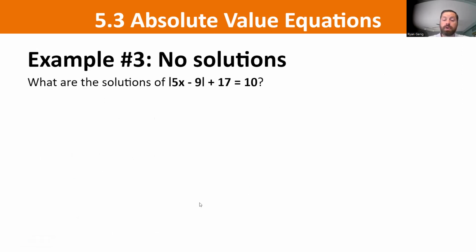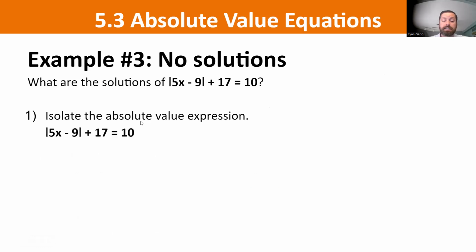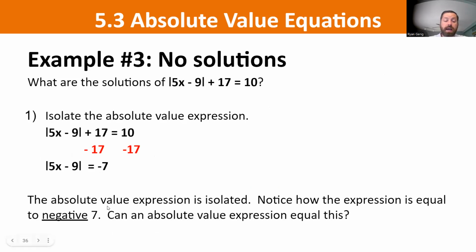Example 3, no solutions, telling you what happens. But first step is we need to isolate the absolute value expression. I need to move the 17. So I'm going to subtract it from both sides. So I get the absolute value of 5x minus 9 equals -7. The absolute value expression is isolated. There's nothing on the outside of that absolute value bar. Notice how the expression is equal to -7.